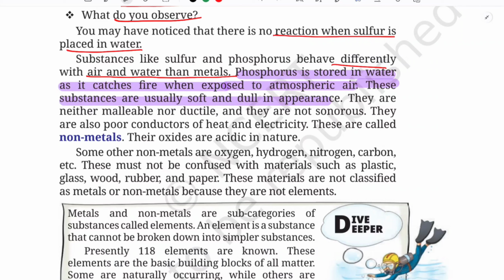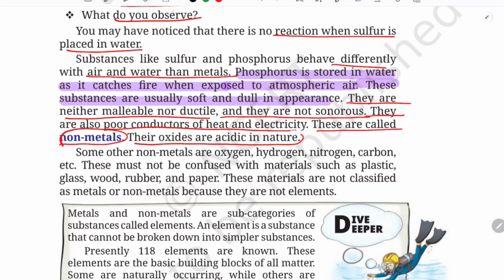They are neither malleable nor ductile, meaning sulfur as well as phosphorus. Malleability and ductility are properties of metals, but here they are neither malleable nor ductile. That means they are not sonorous either, there is no ringing sound. They are also poor conductors of heat and electricity. So these are called non-metals, and their oxides are acidic in nature. This is what I have told you earlier also.